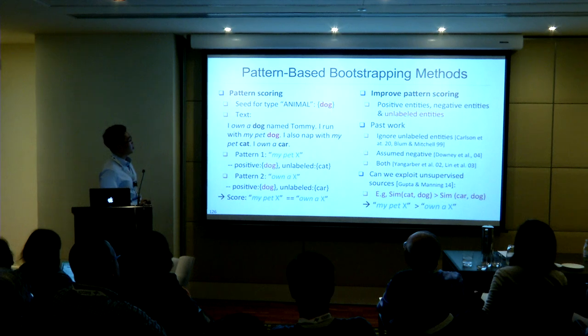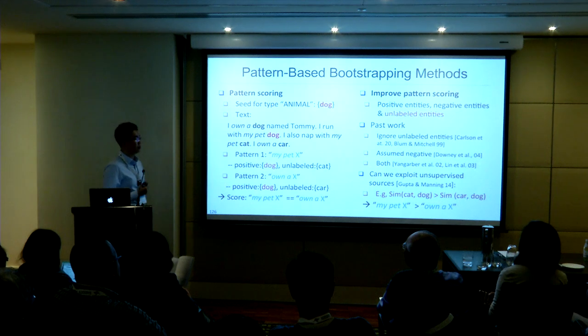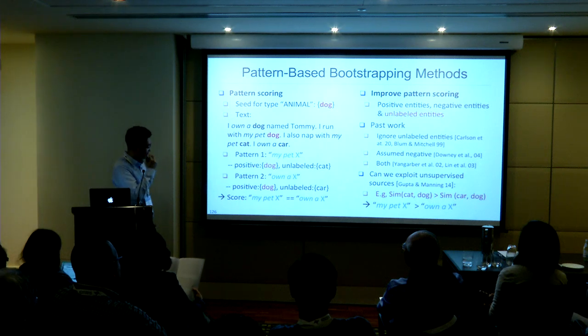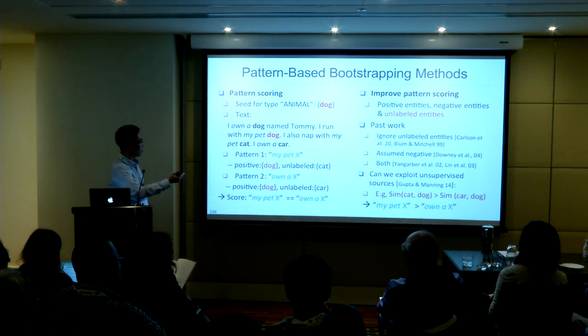Then after you have some nice patterns induced, you need to evaluate them. So let's look at a particular example here, which I think can make the problem pretty clear. If you have a look at this example: I own a dog named Tommy. I run with my pet dog. I also nap with my pet cat. I own a car. So you see two patterns can be extracted here.